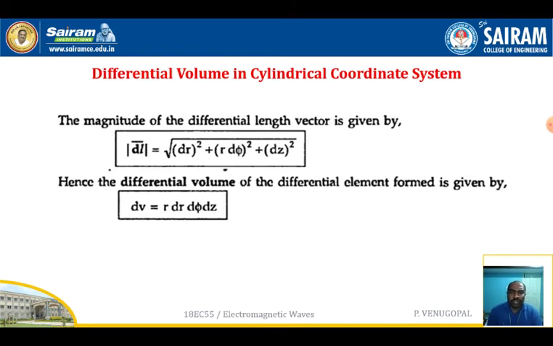Then the magnitude of the differential length vector is given by modulus of the vector dl is equal to root of dr square plus r into d phi whole square plus dz square. In the Cartesian coordinate system, the magnitude of the differential vector dl is equal to root of dx square plus dy square plus dz square, but in the cylindrical it is the square root of dr square plus r into d phi whole square plus dz whole square. And the differential volume of the differential element formed is given by dv is equal to dr into r d phi into dz, nothing but r dr d phi into dz.